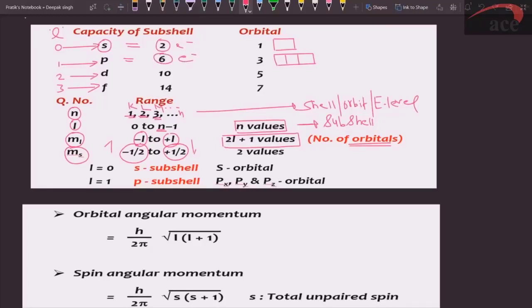For D, it consists of 5 orbitals. It can be indicated as 5 boxes, 1, 2, 3, 4, 5 boxes. And for D, the capacity is 10 electrons. For F, there are 7 orbitals, that is 7 boxes, 1, 2, 3, 4, 5, 6, 7, and the F subshell has a capacity of 14 electrons. One more time, the S subshell has a capacity of 2 electrons, P can accommodate 6 electrons, D can accommodate 10 electrons, and F can accommodate 14 electrons.